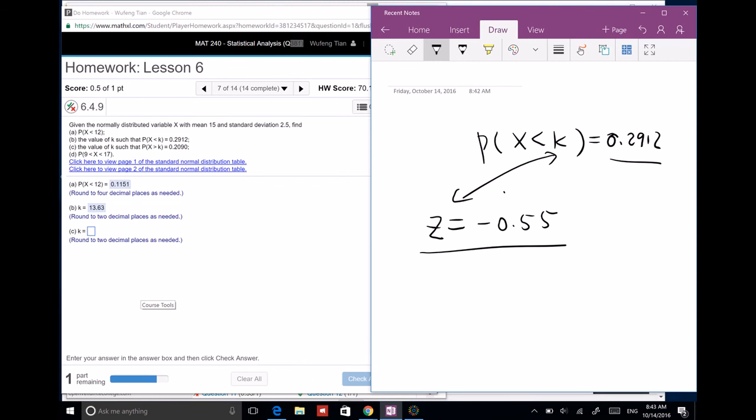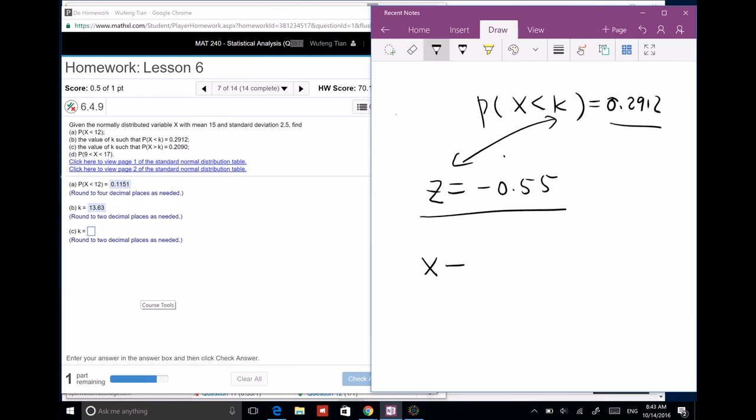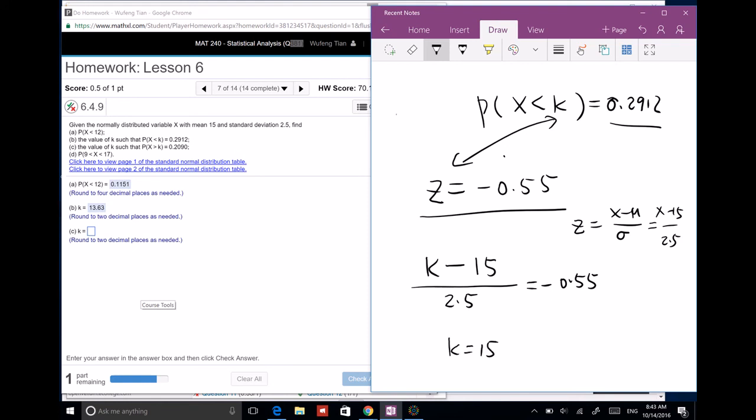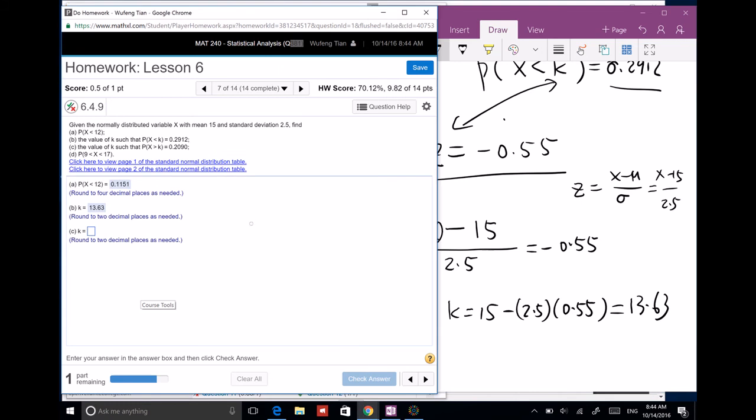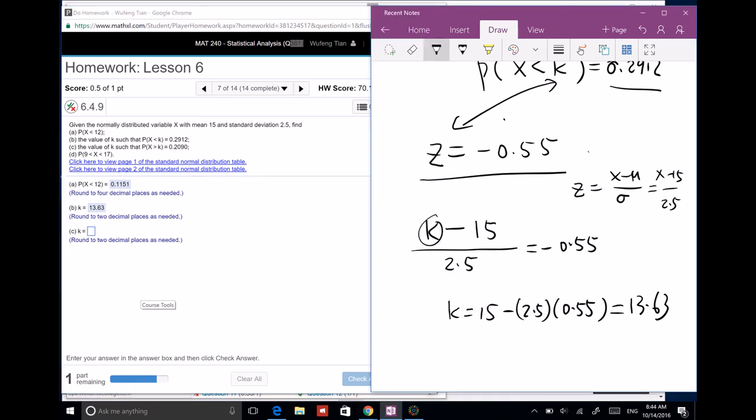But z is different from k. K is the x value. Z is the z-score. So I need to find x minus mu, where x is k. It's the k value, minus 15, because z equals x minus mu over sigma, right? The mu here is given as 15, and sigma is 2.5. So (k minus 15) over 2.5 equals -0.55. Then you get k equals 15 minus 2.5 times 0.55. You solve for k: multiply both sides by 2.5, add 15 on both sides. You get the answer 13.63. Okay. So I leave the third question, parts C and D, for yourself. I think you should be able to finish it.